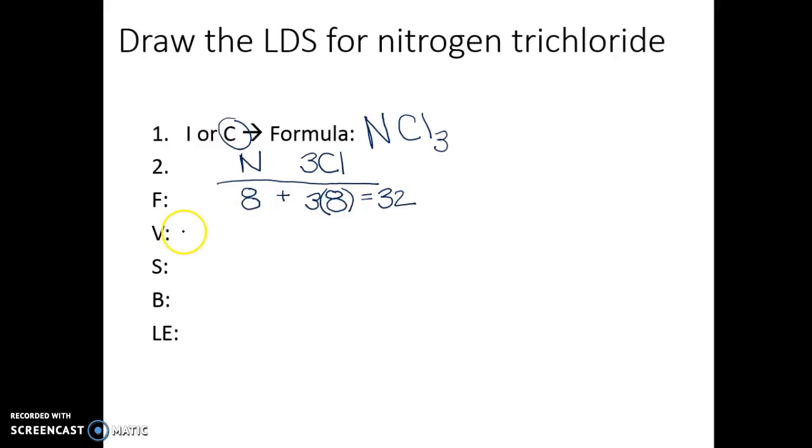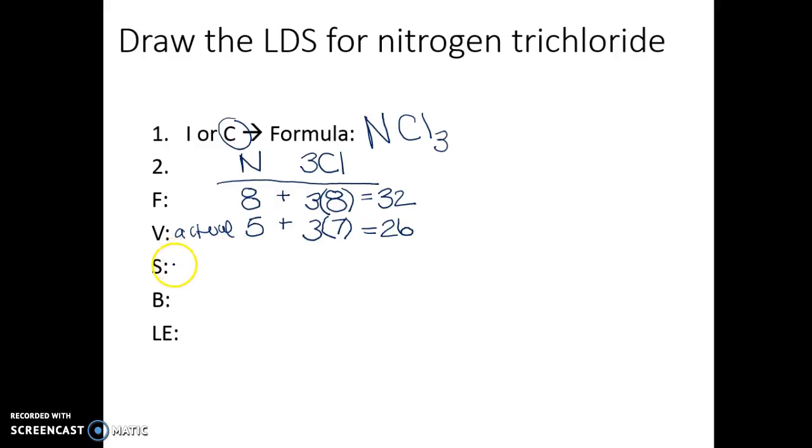Go down to valence. These are the number of actual valence electrons it has. So I look on the periodic table, and for nitrogen I'm going to get 5. I'm going to add that to how many valence electrons chlorine has. It's in the halogen group, so it's going to have 7. Once again, you have 3 chlorine there, so we need to multiply this by 3 as well. 21 plus 5 is going to give me 26. You should always get an even number for your actual number of valence electrons, otherwise this won't work out.